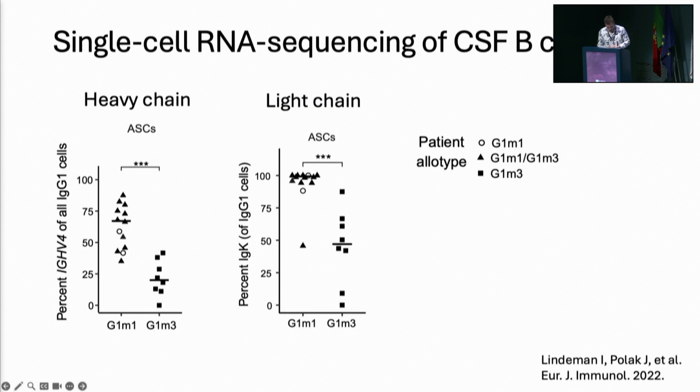However, what we also observed and what we found intriguing is that if we stratified the patients and the cells according to allele type, here you have the M1, here you have the M3 patients, it seems that patients with M1 alleles show kind of a stereotype pattern here. They overuse certain variable genes of the IGHV4 family, and they overuse kappa light chain compared to the individuals carrying the M3 alleles.